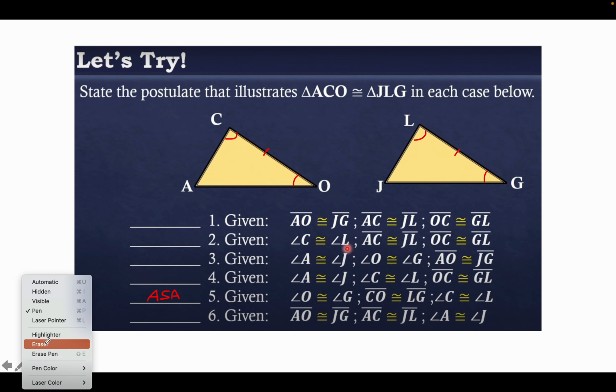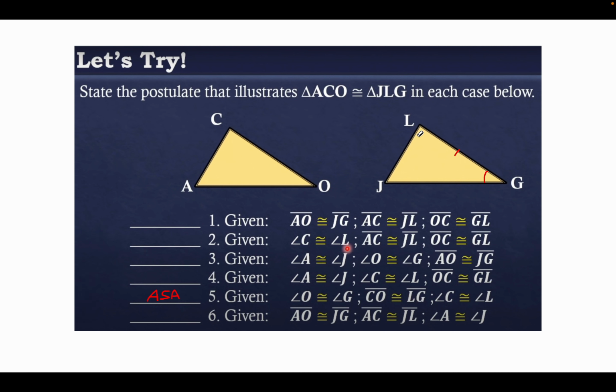Next, number 6. So number 6, we have side AO here is congruent to side JG, and then side AC is congruent to side JL here, and angle A is congruent to angle J. So what congruence postulate? SAS. SAS. Okay, so that's it.